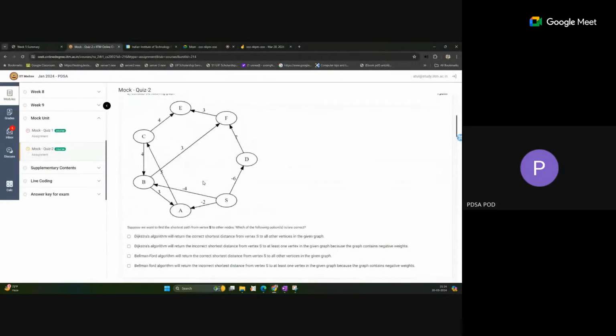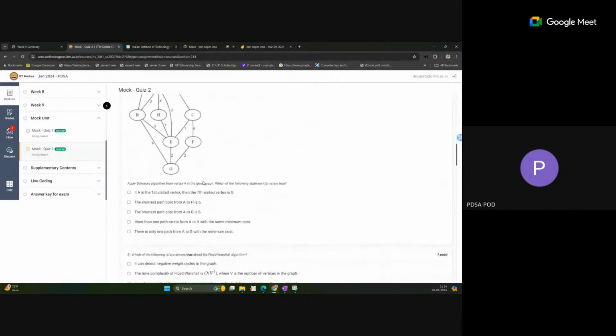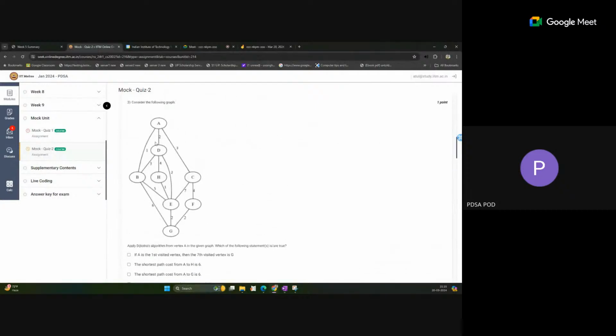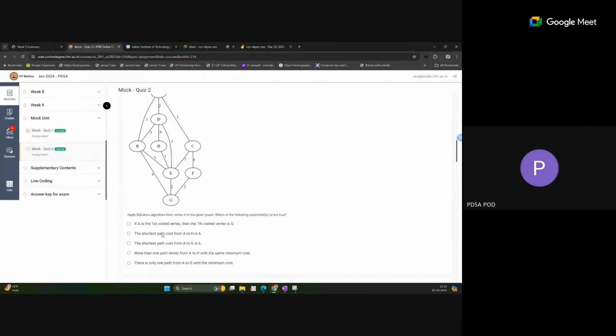And next, we have discussed this shortest path. Here this question is also similar. You have to apply a dry run of Dijkstra's algorithm and check which vertices will be visited in which order. So you have to apply Dijkstra's algorithm on this graph, then you can figure out the answer. This is the similar process which we have done.